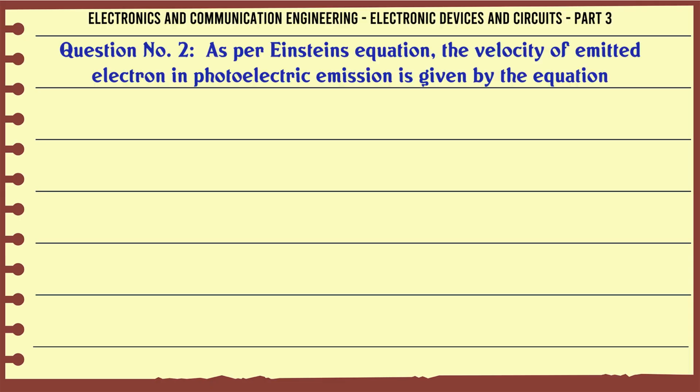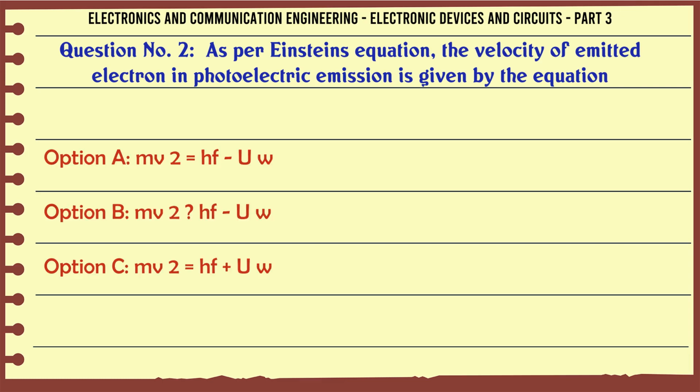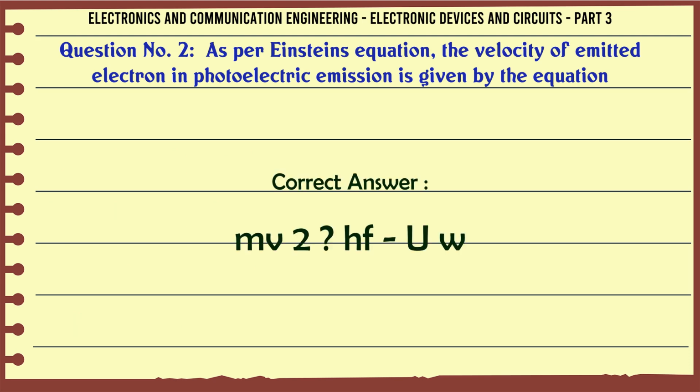As per Einstein's equation, the velocity of emitted electron in photoelectric emission is given by the equation A. mv² = hf − w, B. mv² = hf − w, C. mv² = hf − w, D. mv² = hf − w. The correct answer is mv² = hf − w.